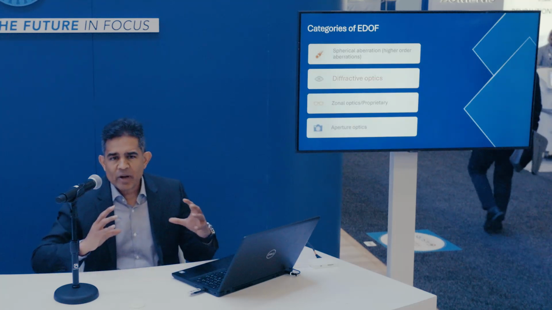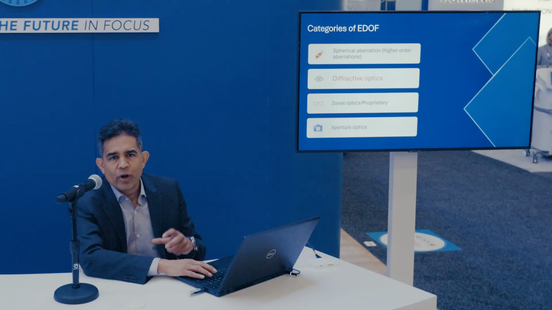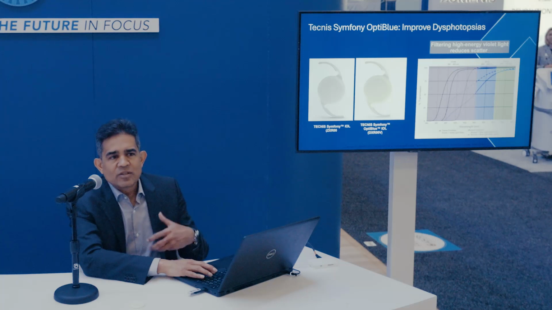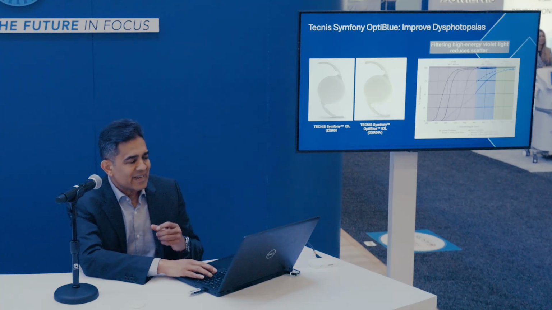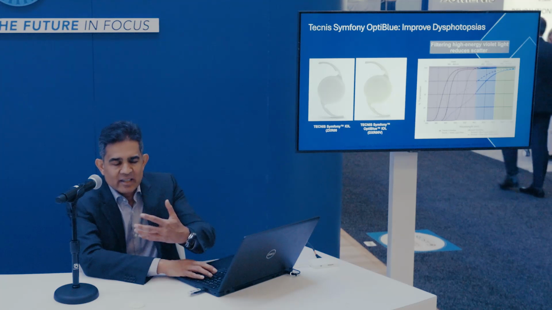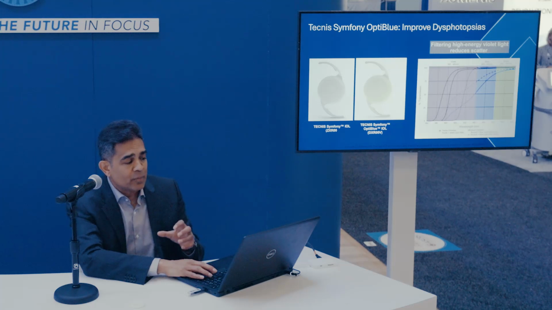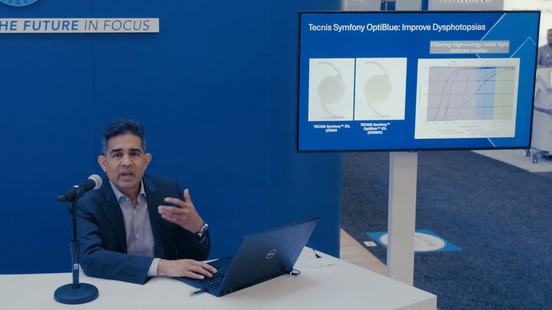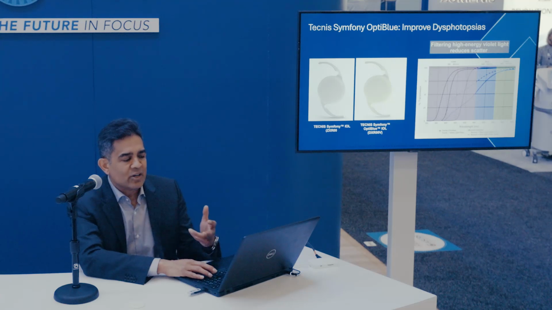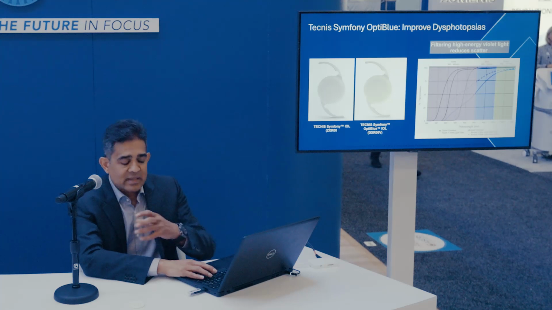So we've talked a lot about spherical aberration as far as creating EDOF. I'm going to now talk about diffractive optics as another approach. The lens that probably is most well known in this category is the Tecnis Symphony lens. It has diffractive rings that create extended depth of focus vision. Most recently, the Tecnis Symphony OptiBlue was introduced because it improves the dysphotopsia profile by filtering high energy violet light that reduces scatter. And that basically helps in this category overall.